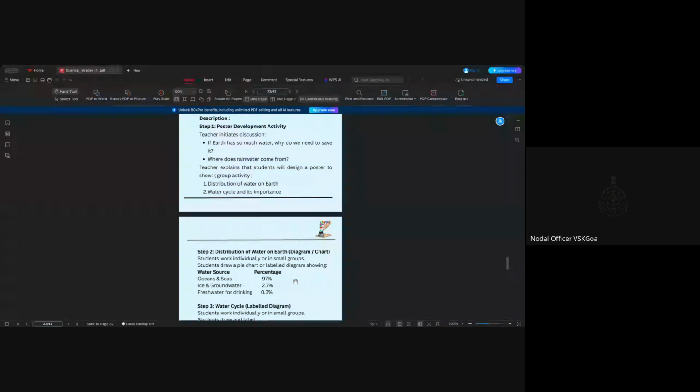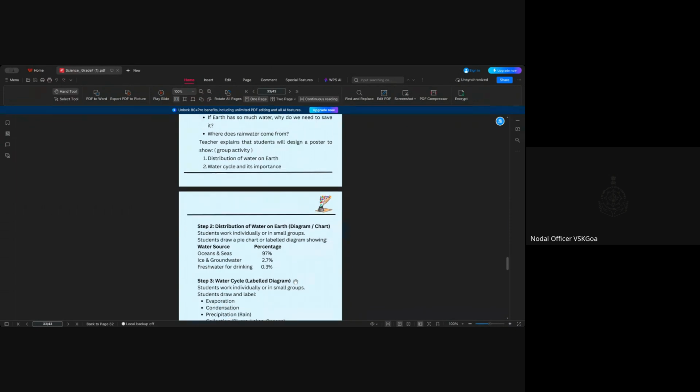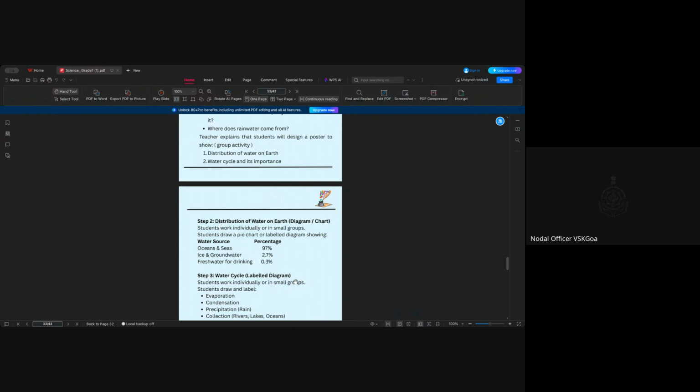Okay, specifically, they are going to draw a pie chart, and they are going to develop in their mindset that this much only water is available for us to drink or maybe for daily use. That's how we are sensitizing them to this activity. And then in the extended case, maybe this is what we can do.